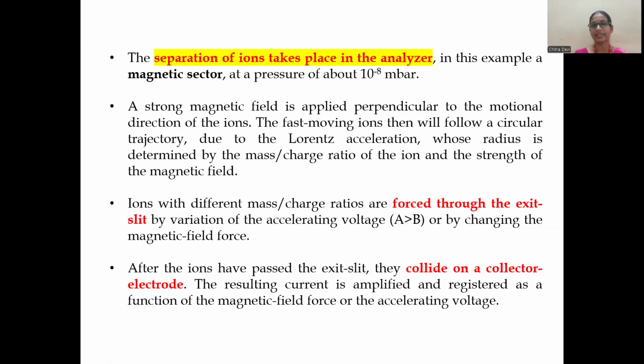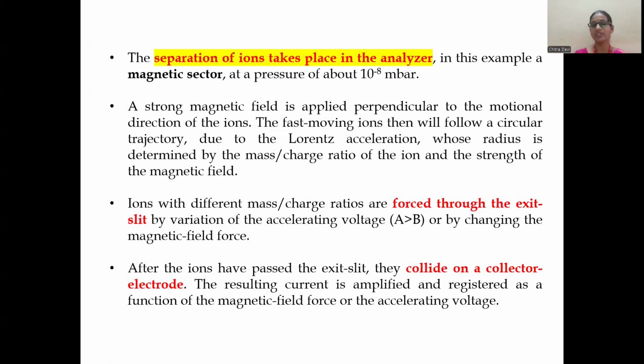Then the separation of ions will take place in the analyzer chamber. Here we apply a strong magnetic field, and the pressure of this system will be 10 to the power minus 8 millibar. The strong magnetic field is applied perpendicular to the direction of motion of the ions. Because of the Lorentz force, according to the mass to charge ratio, different curved paths will be followed, so we can differentiate different ions.